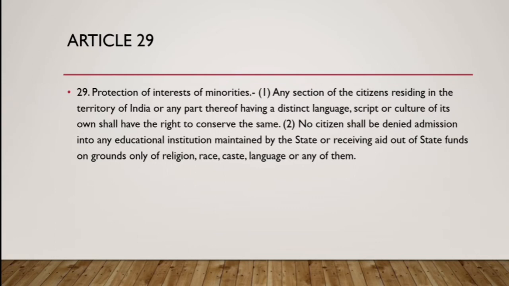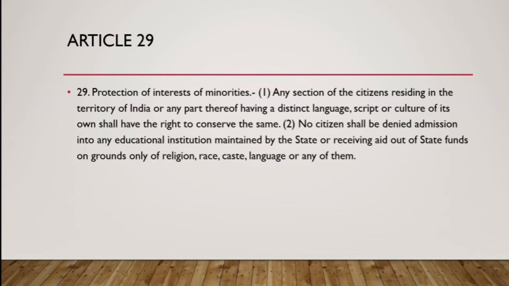In fact, the title of Article 29 says protection of the interests of the minorities, and it lays down certain criteria to identify whether a particular person belongs to a section of minority or not. What it says is, first, a section of citizens of Indian society that has a distinct language or distinct script or distinct culture, it can be read disjunctively or conjunctively depending upon the circumstances, then they have the right to conserve the same. This is very important. This is a right guaranteed to all sections of society. Under Article 29, there is nothing called religious. It is very secular in nature.